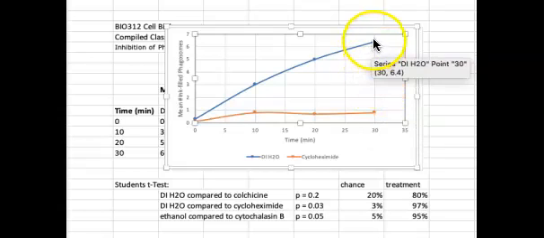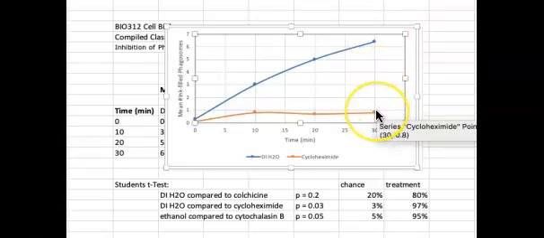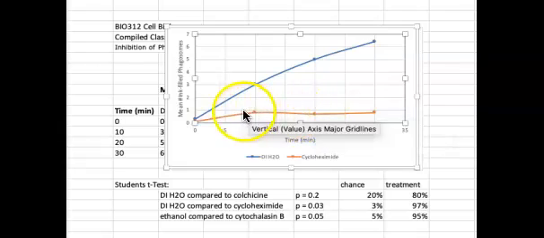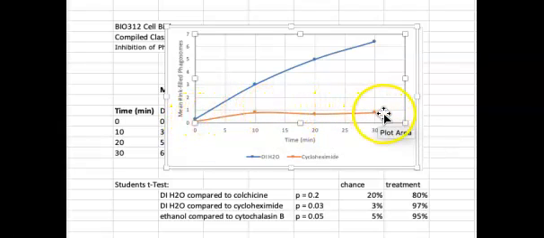That means there's a 97% probability that this is real, that the cyclohexamide group really did have a significant drop in mean phagosome number. There's a 97% probability that the difference I'm seeing here is due to the treatment. It's due to the cyclohexamide, that the cyclohexamide really did inhibit phagocytosis. In other words, that this is a statistically significant result.